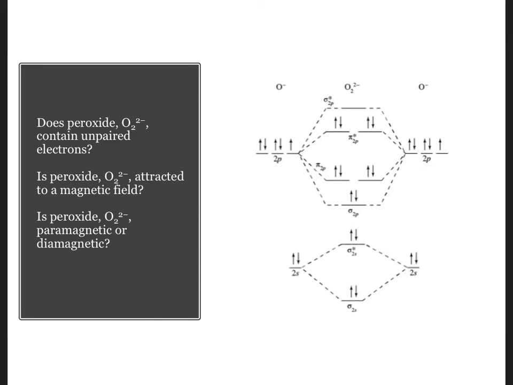Next question. Still picking on peroxide, O2 2-. Does it contain unpaired electrons? If we check paired, paired, paired, paired, paired, paired, and paired, so the answer to this first question is no. Because it does not have any unpaired electrons, it will not be attracted to a magnetic field. When it's not attracted to a magnetic field, this is diamagnetic.